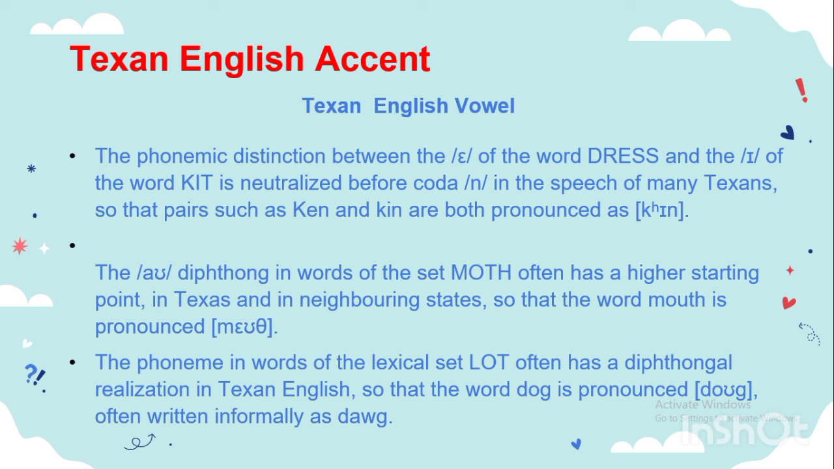The AU diphthong in words of the set MOUTH often has a higher starting point in Texas and in neighboring states, so that the word mouse is pronounced with a raised vowel. The phoneme in the words of the lexical set LOT often has a diphthongal realization in Texan English, so that the word dog is pronounced with a glide, often written informally as dawg.